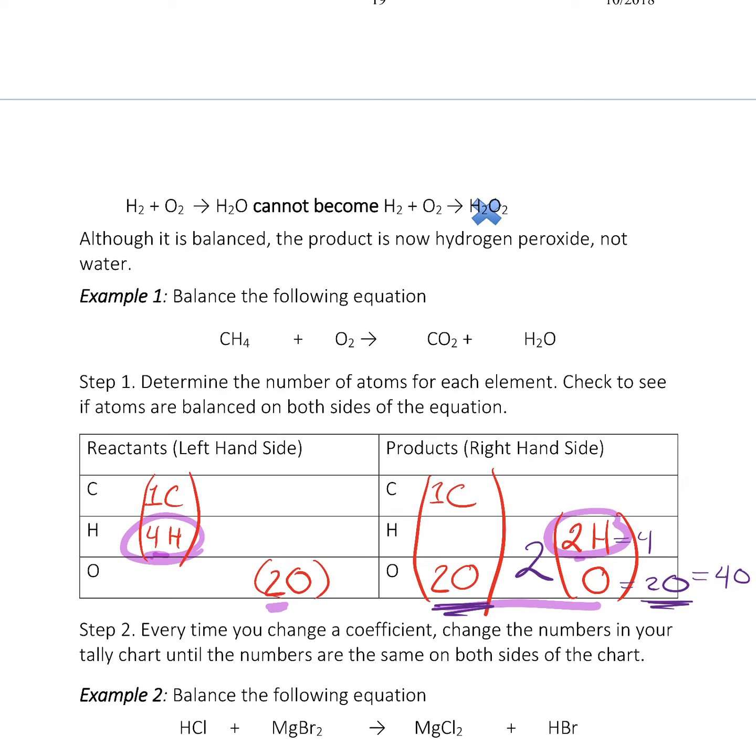So let's go see if we can fix it on the left. On the left-hand side, could I make 2 oxygens into 4 oxygens? And by golly, I sure could if I just put a 2 in front. So if I put a 2 here and I put a 2 here, I could work out my problem.